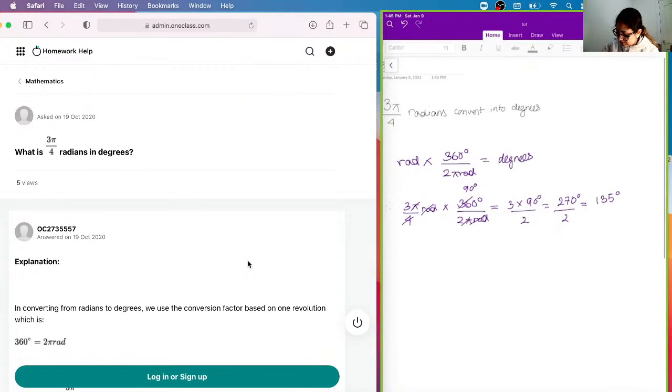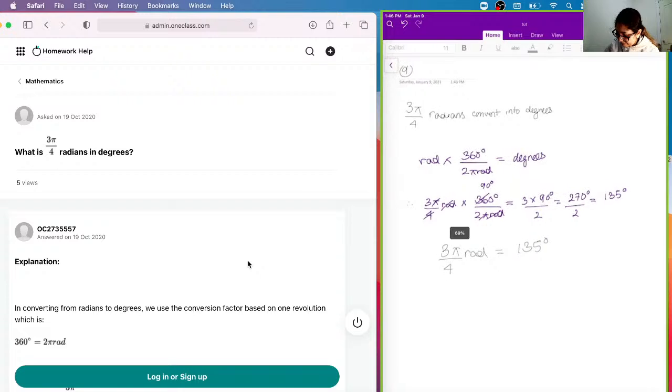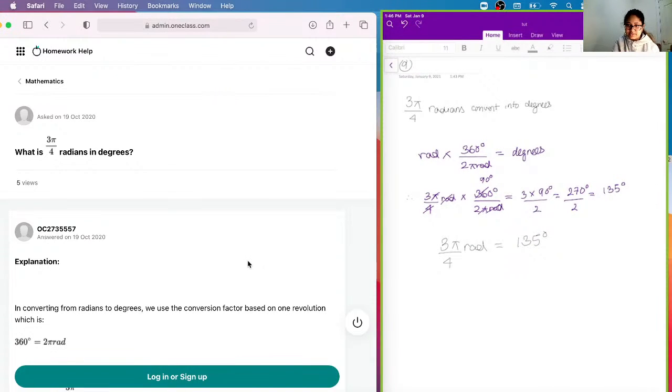Okay. And so basically 3 pi over 4 radians is equal to 135 degrees. So this is your answer.